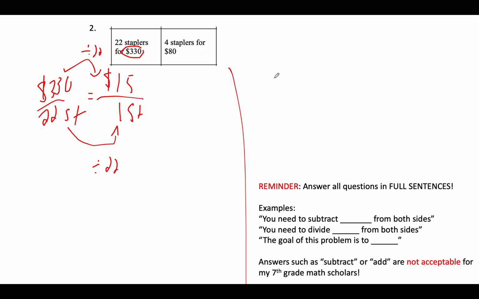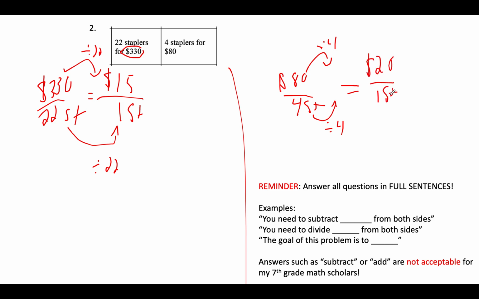Next, look at our 4 staplers for $80. That's going to be $80 over 4 staplers. Same thing again, we're going to divide both sides by 4. That's going to give us $20 per one stapler. So from this one, we see that it is cheaper to buy one stapler for $15 than $20 for one stapler. So it's a better deal for us to buy 22 staplers for $330.